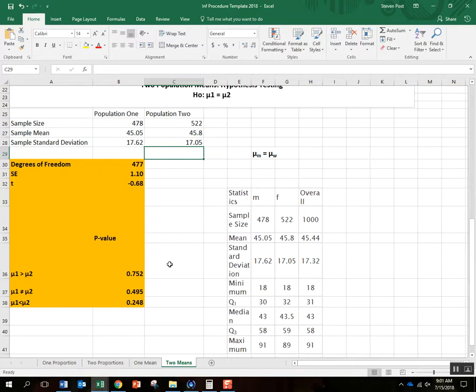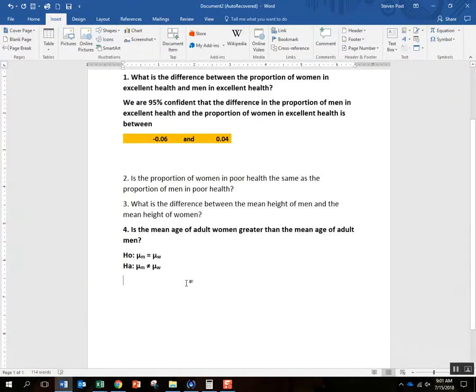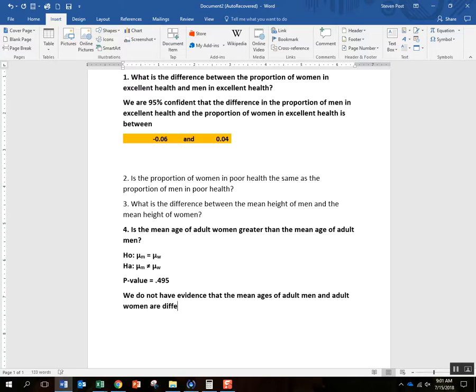And then we read the p-values down here. Now in our case, our alternative was not equal, so we're reading it from this line. We get a huge p-value, 0.495. So what does that mean? We do not have evidence that the mean ages of adult men and adult women are different.